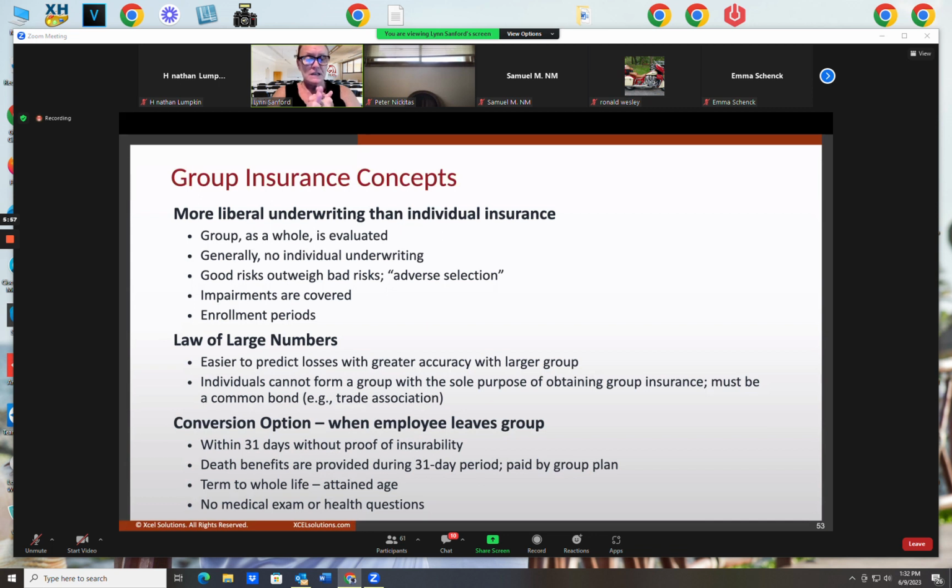Group insurance. They must have a common bond, such as a trade association, a union, just to name a few examples. Employer-employee relationships, that's a group formed for some other purpose other than just to buy insurance, for sure.